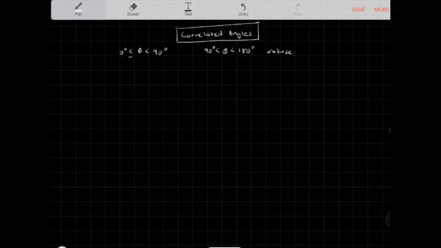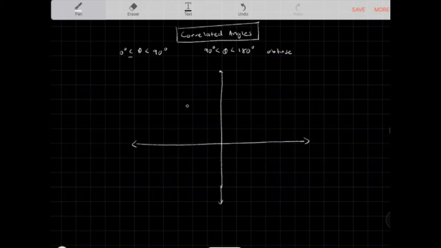The way we do this is we use something called a correlated angle. With the correlated angle, we're basically going to be relating these angles to a related acute angle. How we're going to determine this is we need to go back and investigate our angle in standard form. So I'm going to draw out a Cartesian plane again.